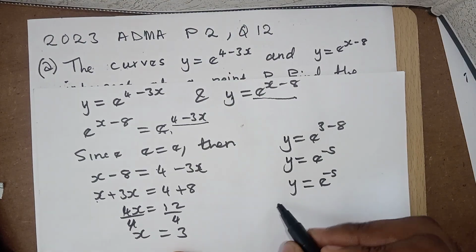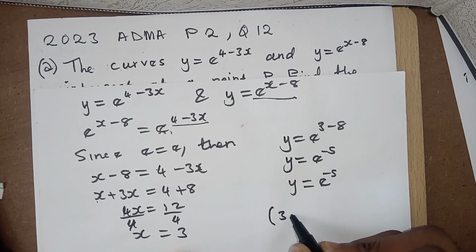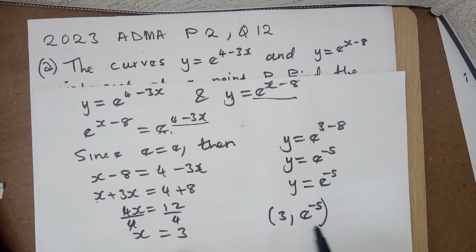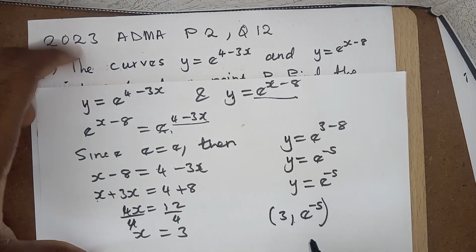So the meeting point of these two equations is (3, e to the power negative 5). You are allowed to write it like this. It's actually better because this is exact.